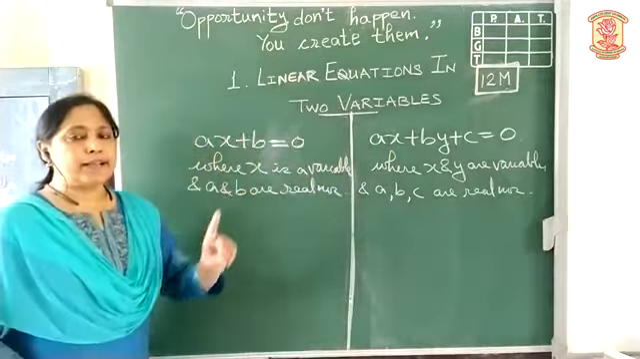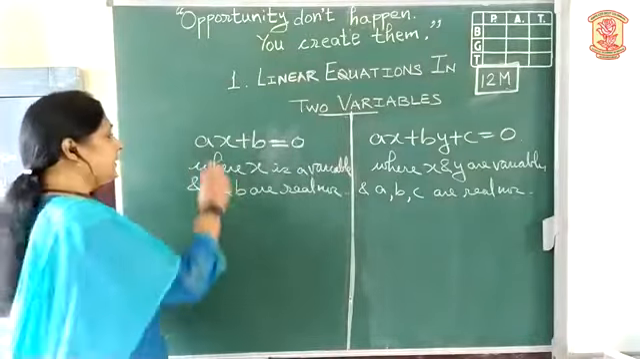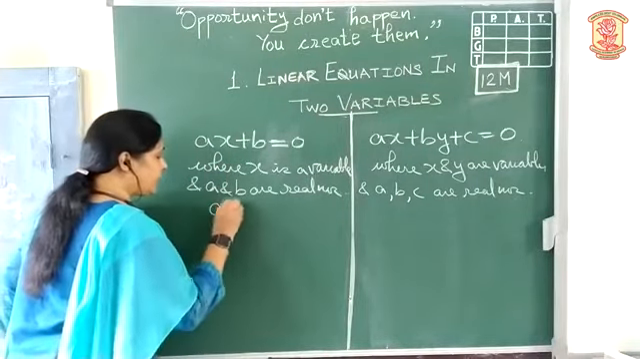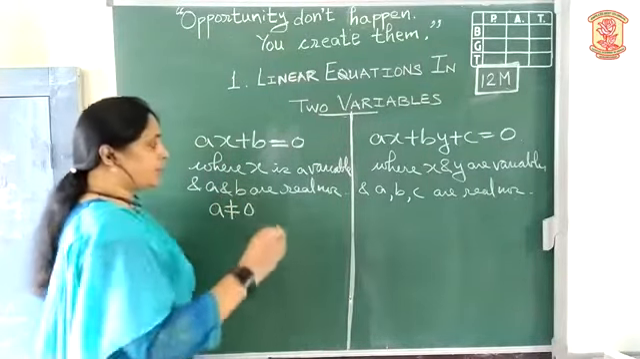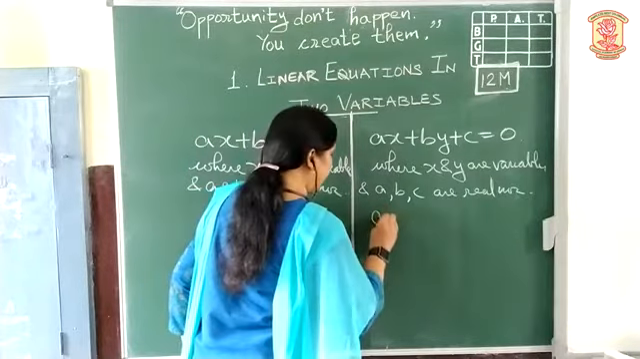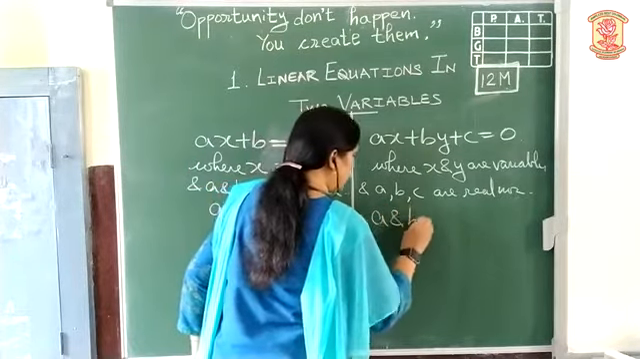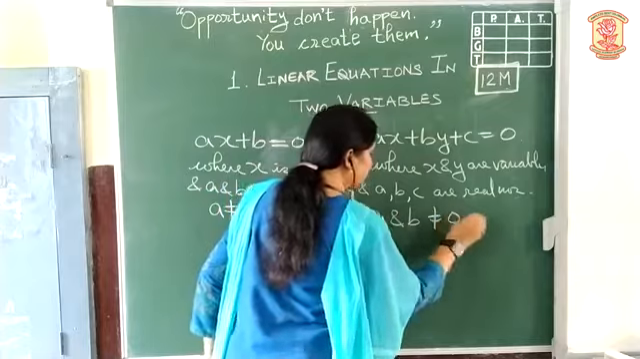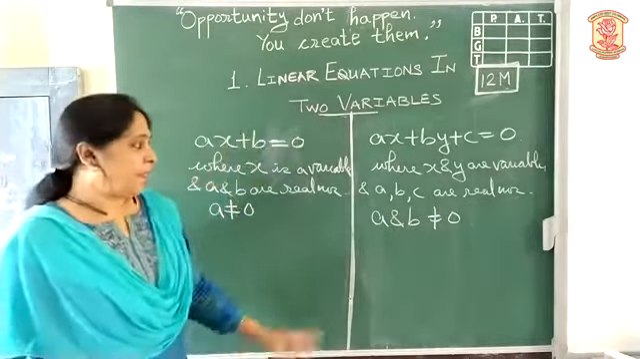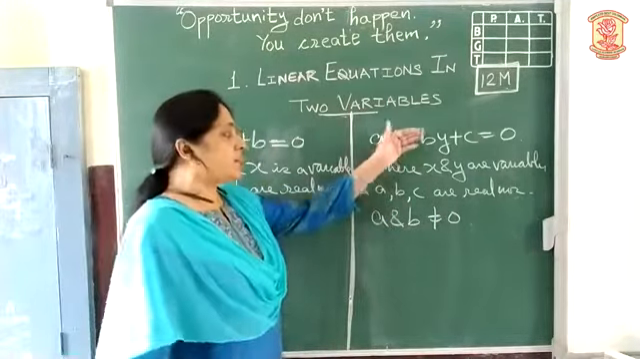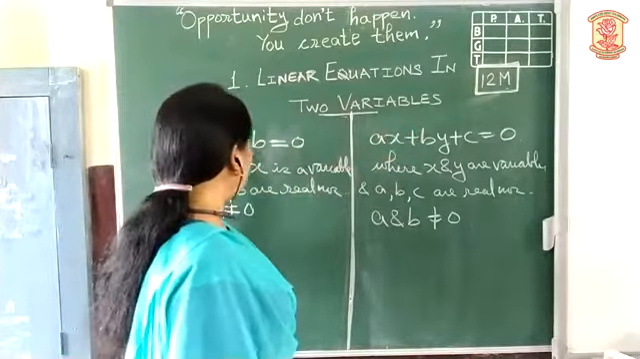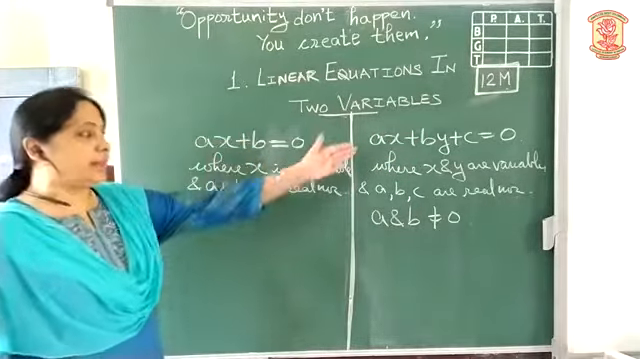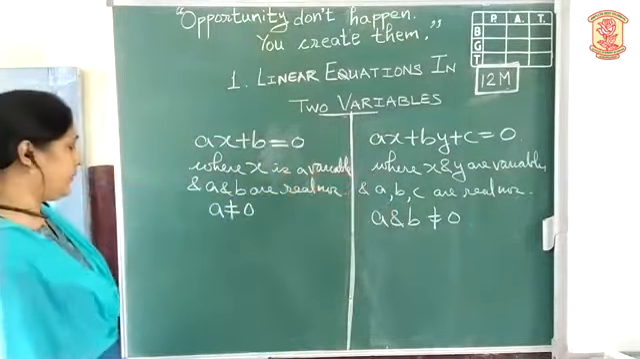Also, there's one more condition. Here the value of a should not be equal to 0. Similarly here, a and b should not be equal to 0. Now we'll see some examples of linear equation in one variable and linear equation in two variables.